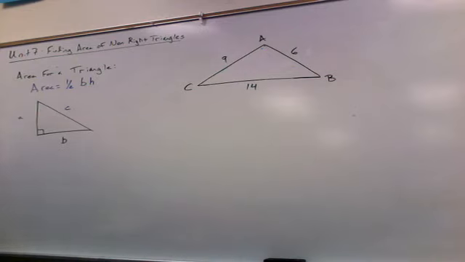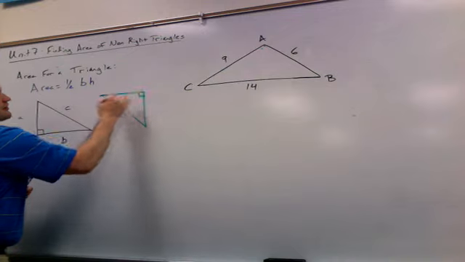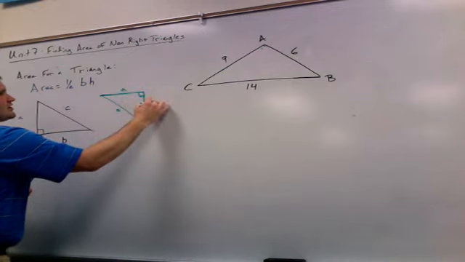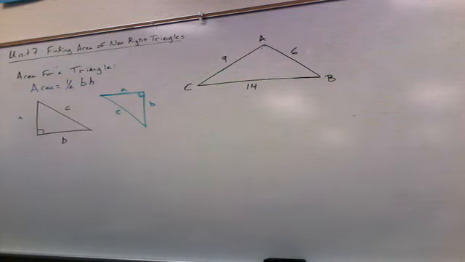Good. Now, what if I have a triangle that looks like this, where this is my right angle? Which sides are my base and my height? A and B, right? It doesn't depend on how the triangle looks. The perpendicular sides are always your base and height. That's how you find the area of right triangles.